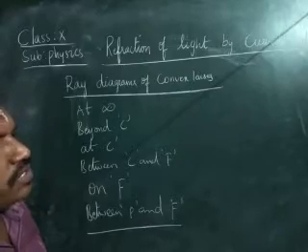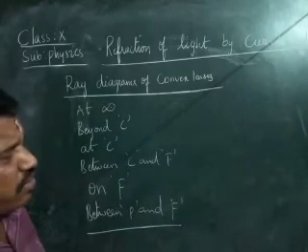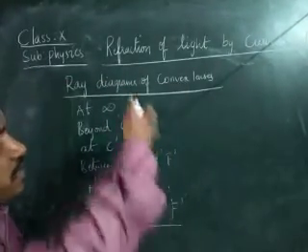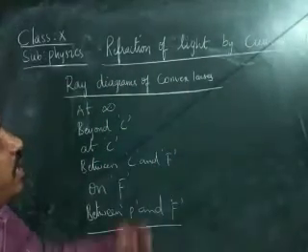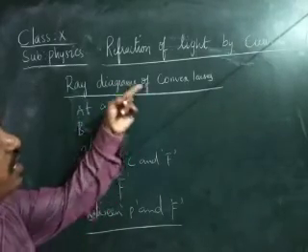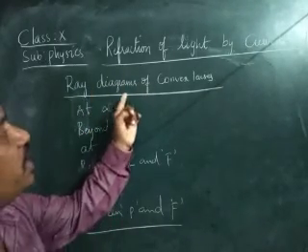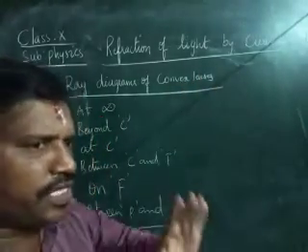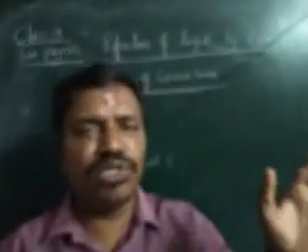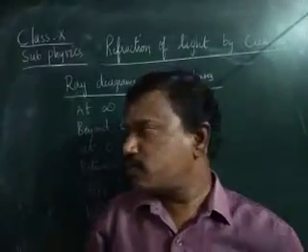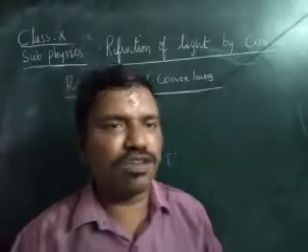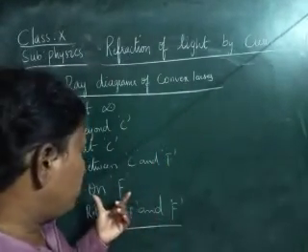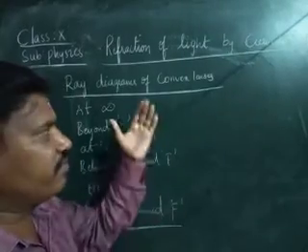In the case of the concave mirrors, 6 positions are there to draw the ray diagram, whereas in the lenses, there are also 6 positions to draw the ray diagrams of the convex lenses. The same properties, only the diagrams will be changing. Same properties means when the object is at infinity, where is the image formed? At F. When the object is on F, where is the image formed? At infinity. Here also the same.